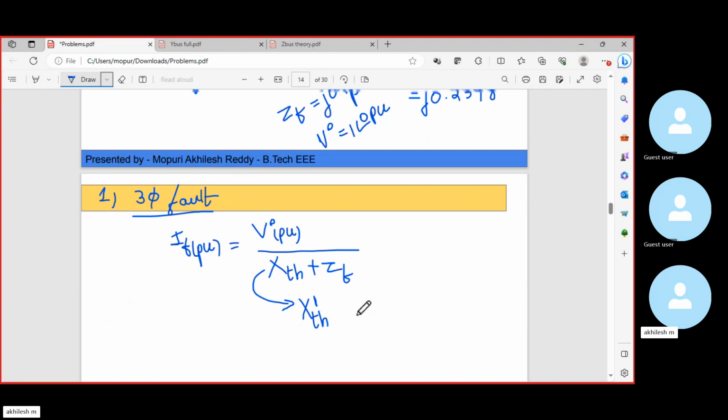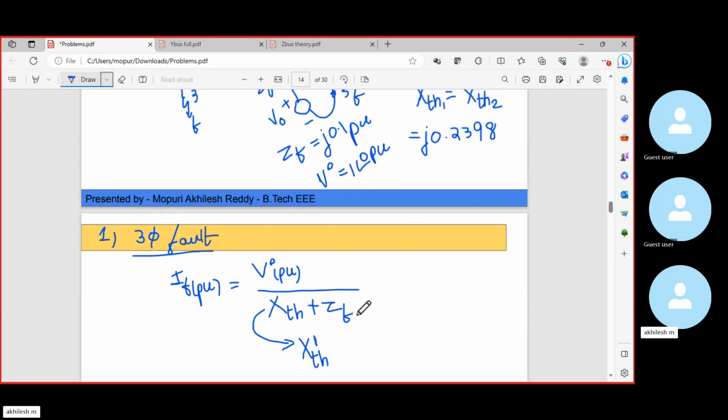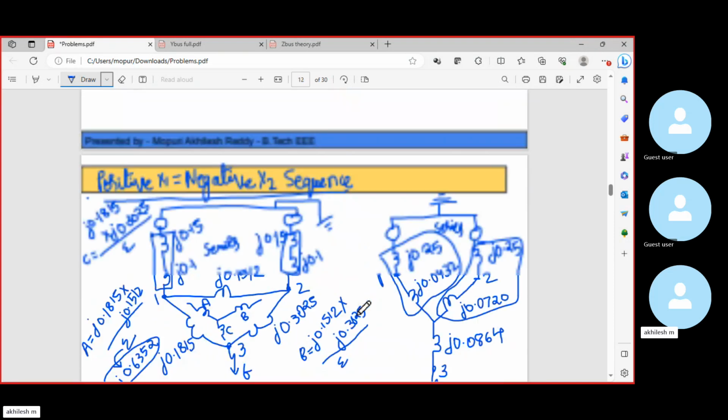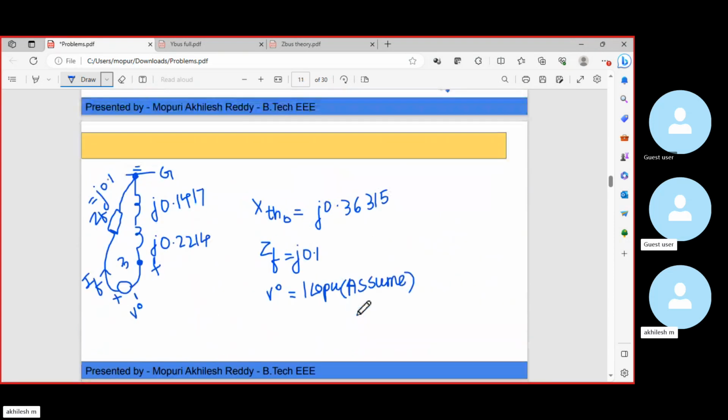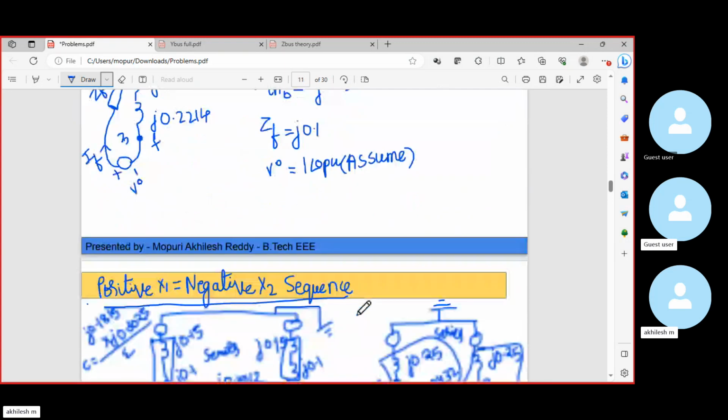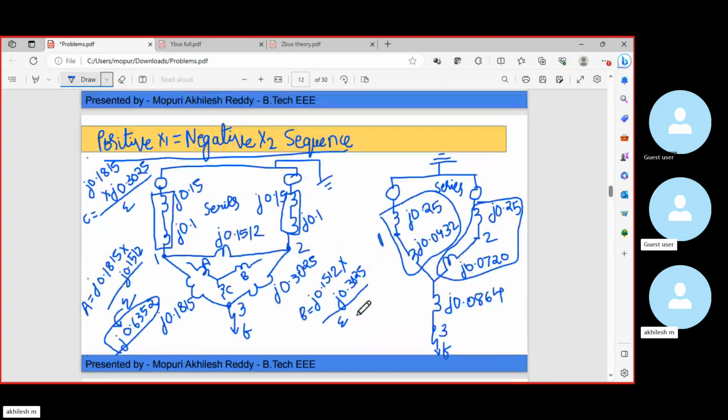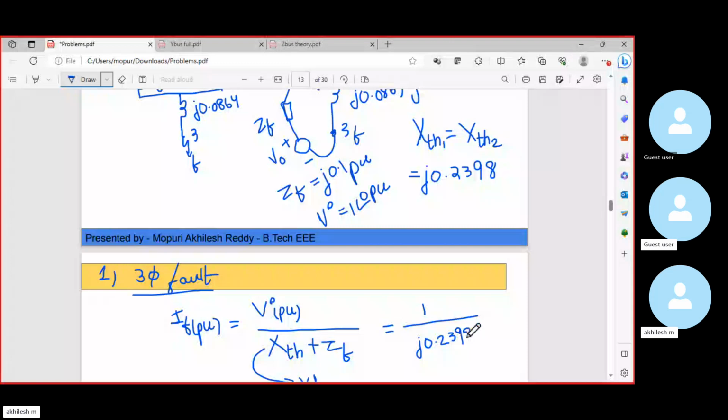Okay, wait one minute. There is some mistake here when we are drawing the zero sequence diagram. Okay, first let us complete this. So what are we getting? The per unit value is 1 divided by XTH1, which is 0.2398, plus 0.1. Find this value.